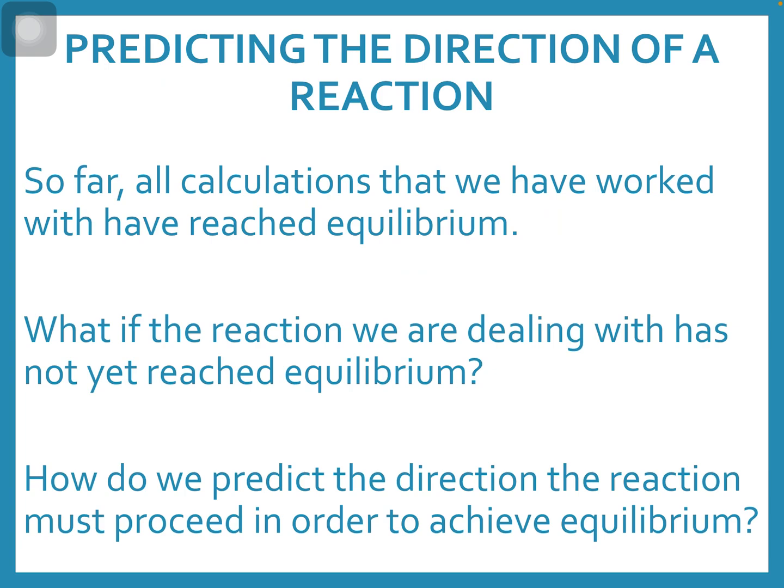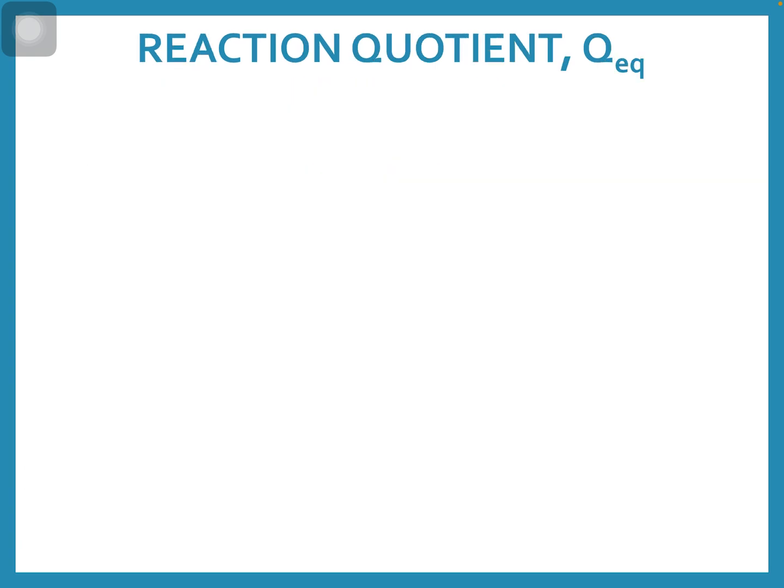Do more products need to be made? Is it the forward reaction that's going to occur? Or do we need more reactants to get to equilibrium, in which case the reverse reaction would be happening?